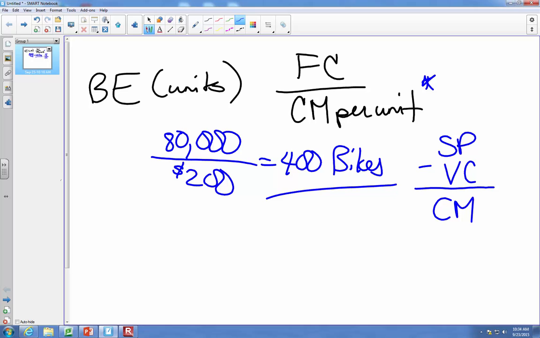Now you're talking to your board. I say, boy, my contribution margin is $200 per bike. And they're like, oh, great. What does that mean? It means that before we can even start generating a profit, we have to sell how many bikes? 400. Then they say, well, our target this month is $100,000.